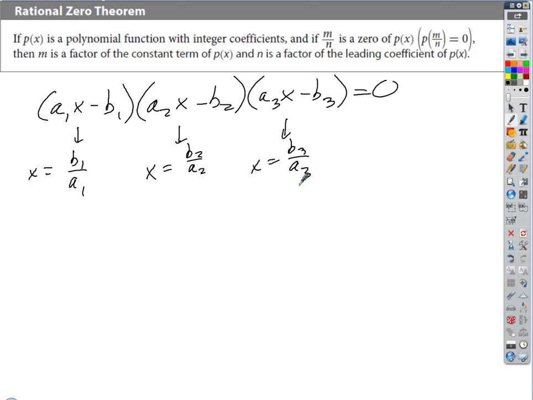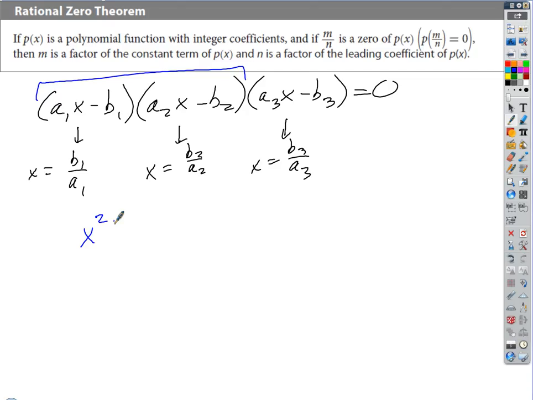What's it going to be? No, if I'm multiplying these two together, I just want to know what's the leading term going to be? What's going to be the biggest power of x? X squared. What's going to be multiplied by x squared? Okay, not a squared. It's going to be a sub 1 times a sub 2, right?